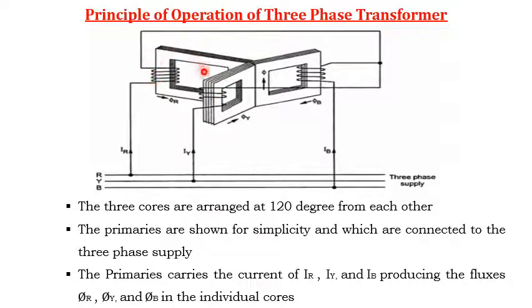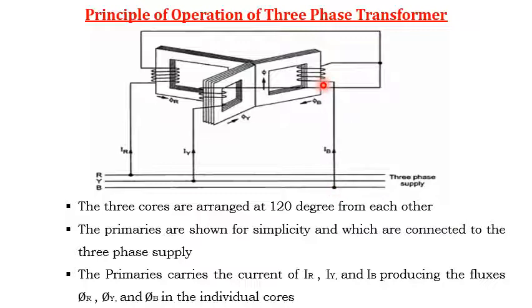So let us consider this is a core. I just name this core as R. The winding which is wound on this core, obviously as we know this is a limb, is called the R phase, because this winding is connected to the R phase of the three-phase supply. Similarly, the winding wound on this core is connected to the Y phase supply, hence it is called the Y phase. Similarly, this is connected to the B phase supply, hence it is called the B phase.